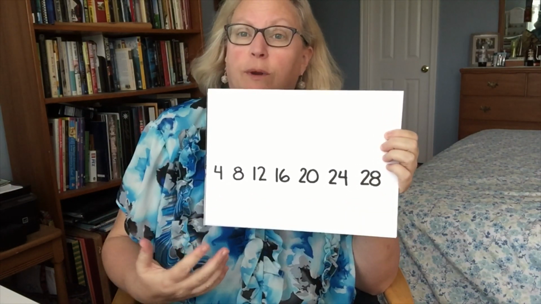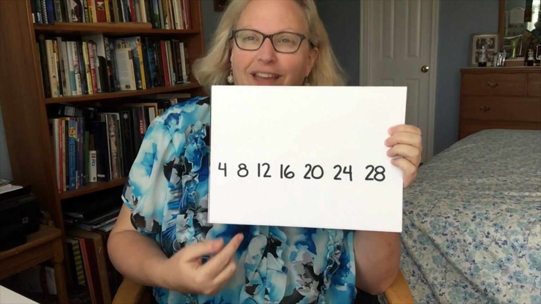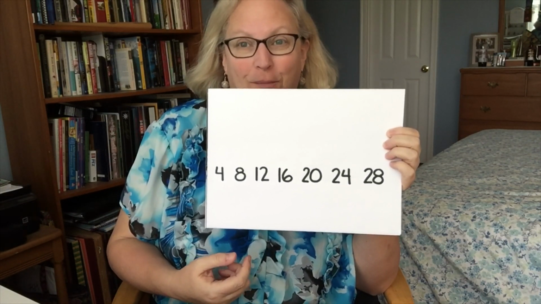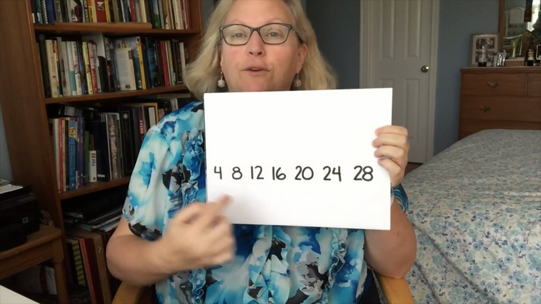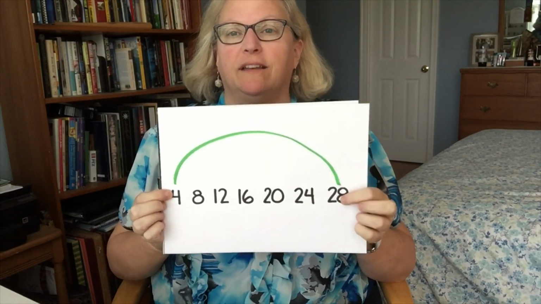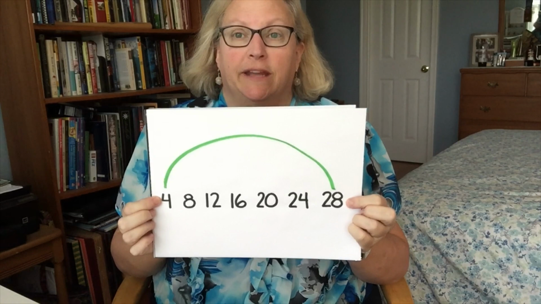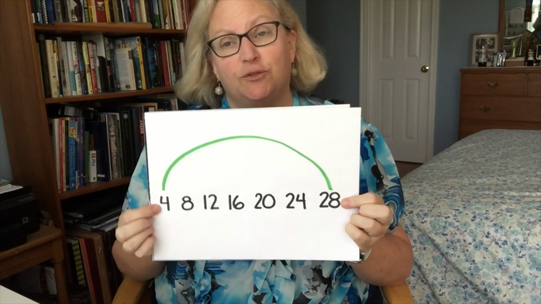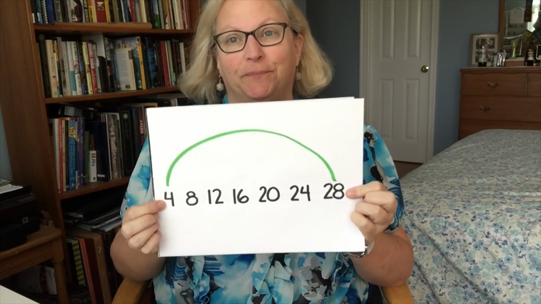Now I'm going to show you what I'm going to do with these numbers, and then you'll understand why it's called a rainbow problem. When you have sets of numbers that follow a pattern and they're arranged sequentially, if you draw an arc from the first number to the last number like that, and then add them up, you're going to get a certain number. In this case, 4 plus 28 is 32.